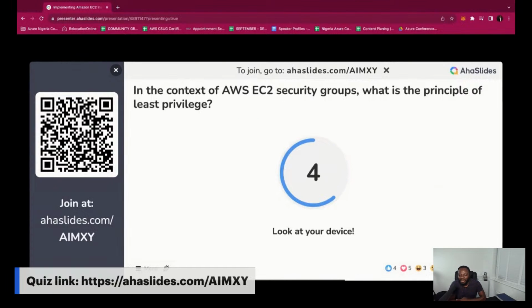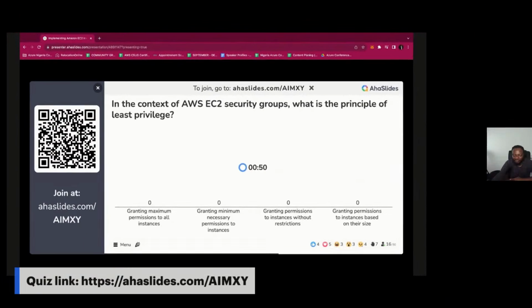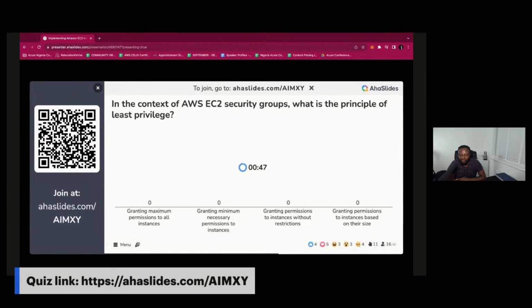So now this is the fourth question. In the context of AWS EC2 security group, what is the principle of least privilege? All right. So we got all the questions here. So we see who is going to come on top after this round.